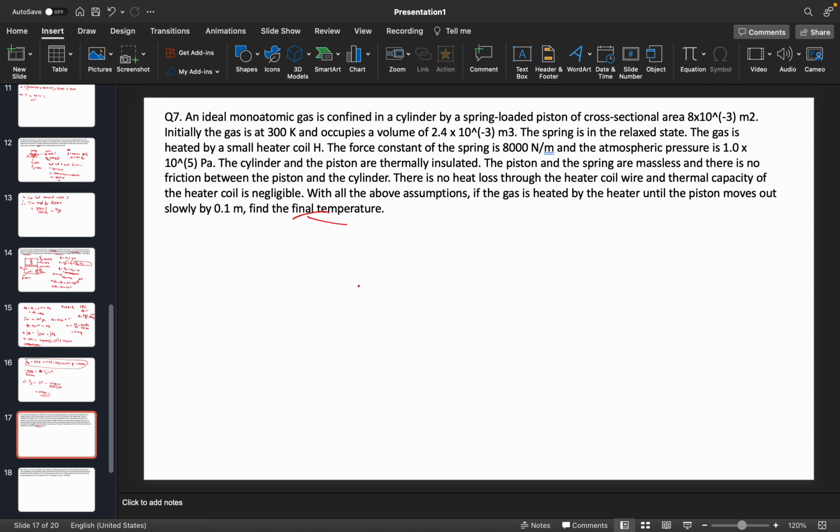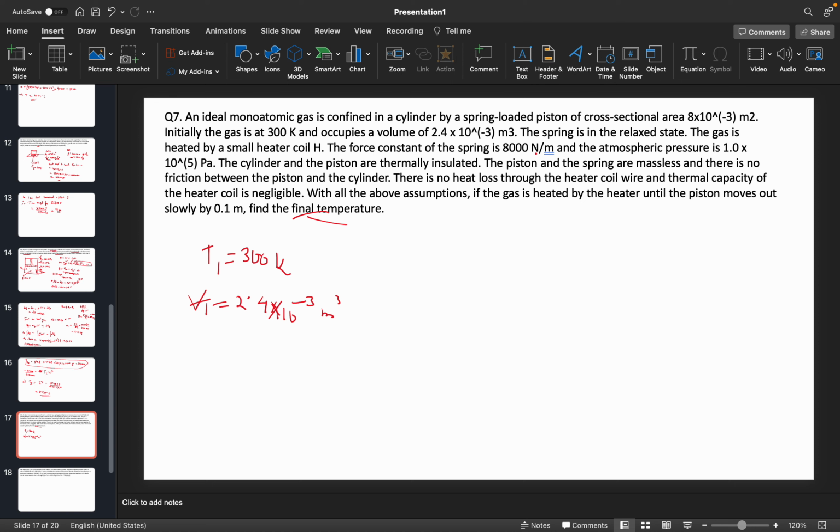Don't worry. So an ideal monoatomic gas is confined in a cylinder, spring loaded, with a cross sectional area. Initially the gas is at initial condition T1, which is given to me as 300 Kelvin, and the initial volume is given to us as 2.4 into 10 to the power minus 3 meter cube. Okay, initial volume is given.